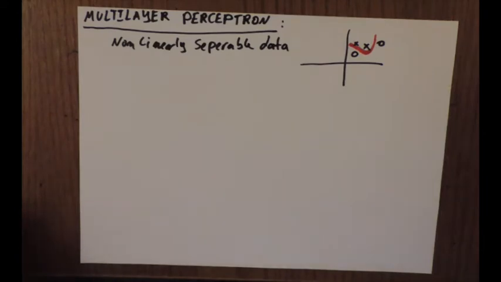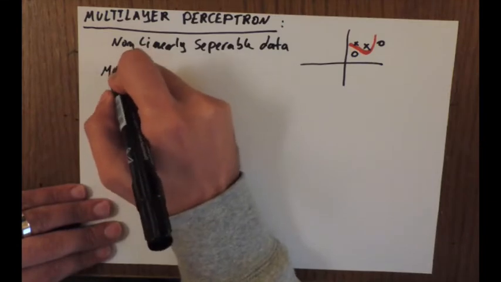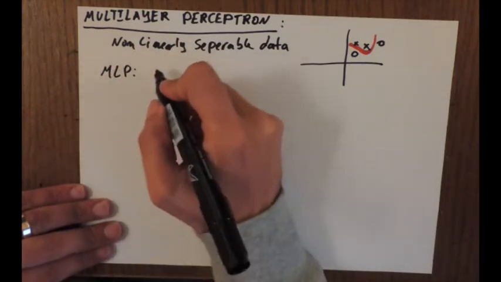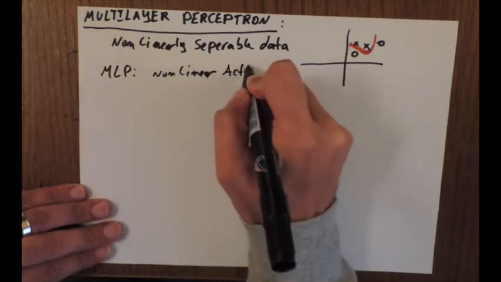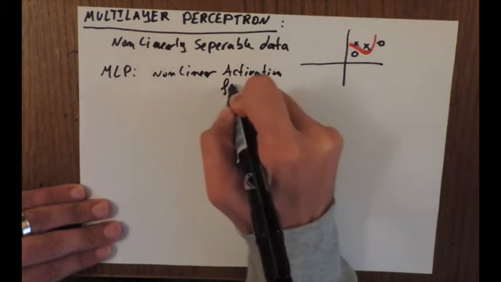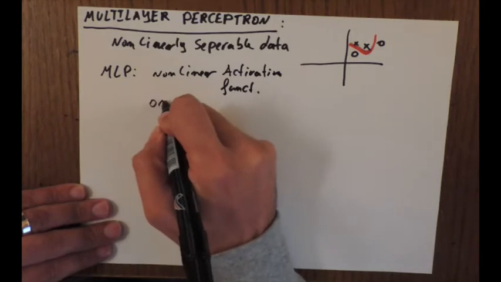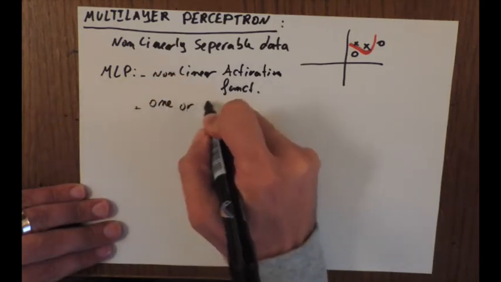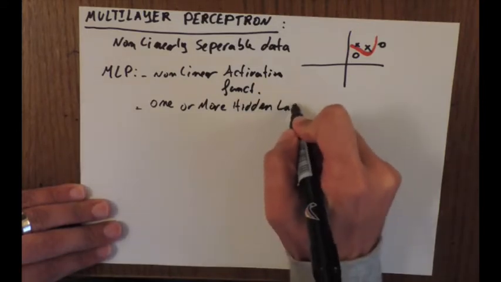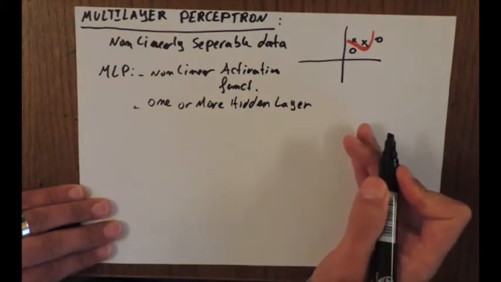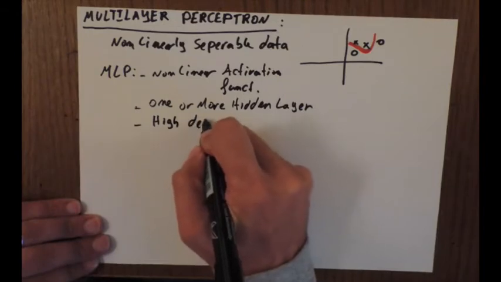Now, to overcome this limitation, the multilayer perceptron, or MLP for short, has some characteristics. It has a non-linear activation function, and the network consists of one or more hidden layers. So we don't just have an input layer and an output layer, we actually have hidden layers, and it has a high degree of connectivity.